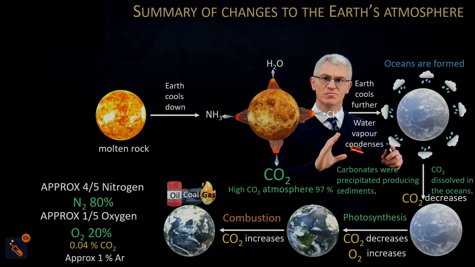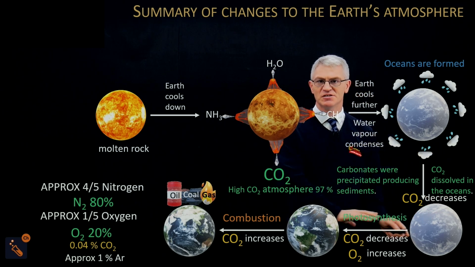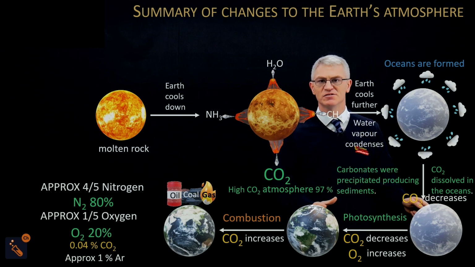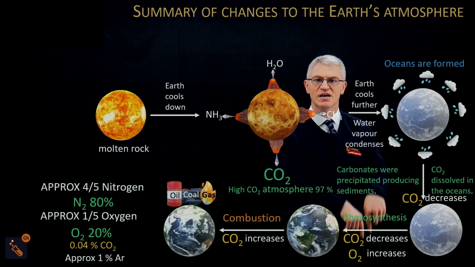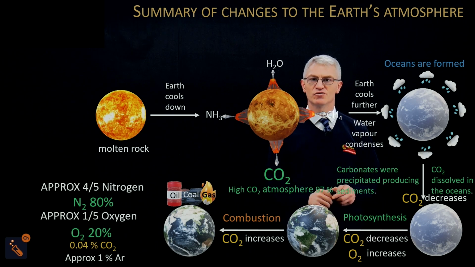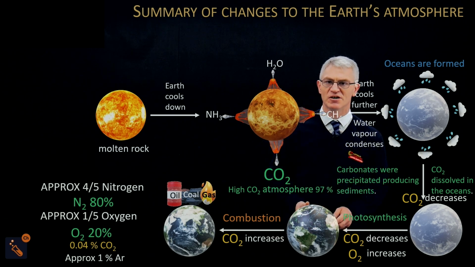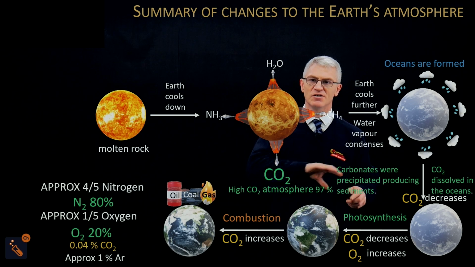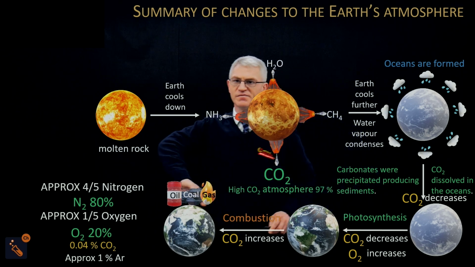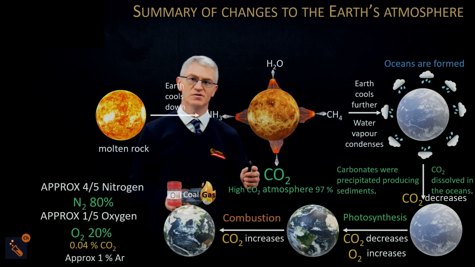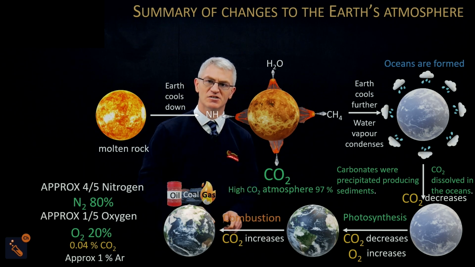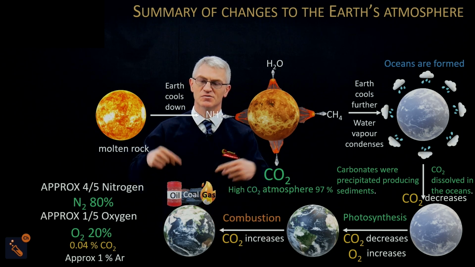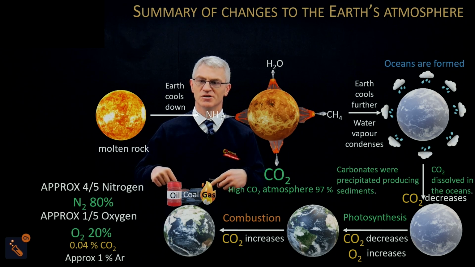Now, from that point, you get photosynthesis. Living plants, trees, algae, all that kind of stuff starts photosynthesizing. CO2 further decreases and the O2 increases. You get further development of life, and you get the Earth we've got today. And then we start combusting the fossil fuels.